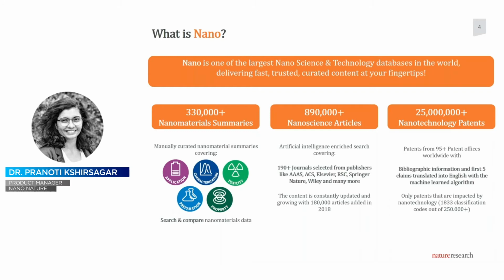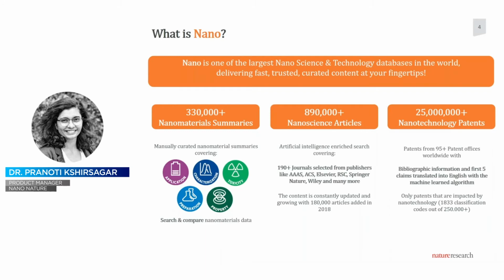A nanomaterial summary is basically everything about a nanomaterial, starting from how to synthesize it, how to characterize it, and its applications. Whatever has been reported about a nanomaterial in a scientific paper or a patent, all this information is extracted manually and inputted into the platform. I'll show you how it looks when we go to the platform itself. That's the summaries, the first category.